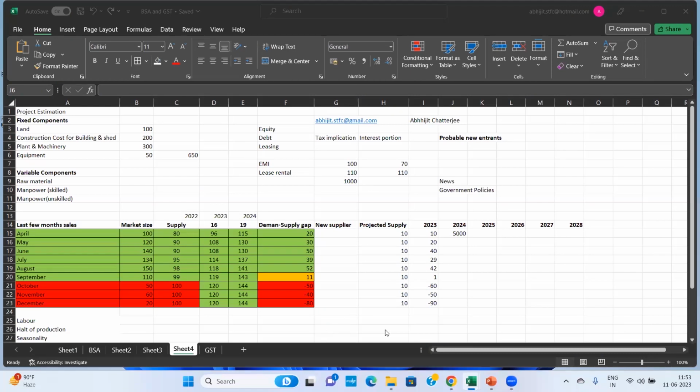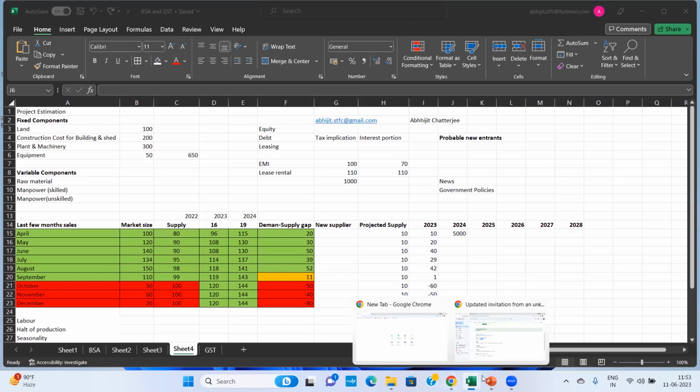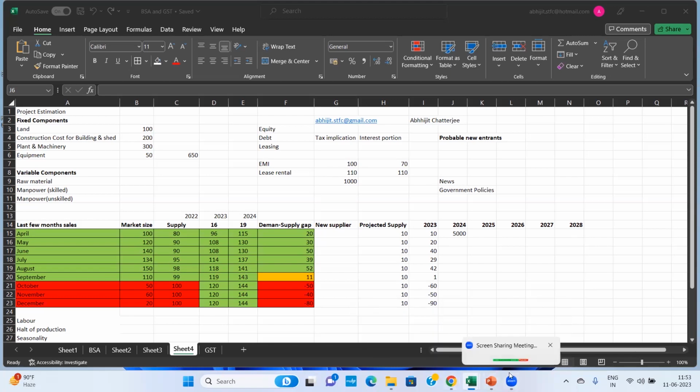Hello, sir. Yeah, good to speak to you, sir. So when you say the lease rental, that includes the interest component and the principal component. That's my understanding. So I thought the principal component will be capitalized and only the interest portion will be taken as expense to the P&L account, and that is becoming tax-free, right? Yes, that is becoming tax-free, but not the entire 100 rupees or 110 rupees.